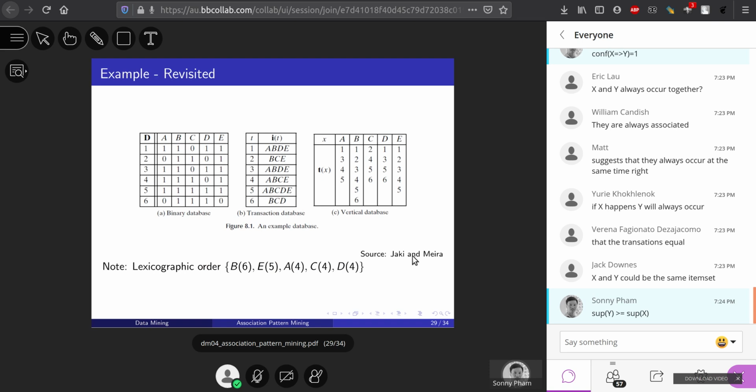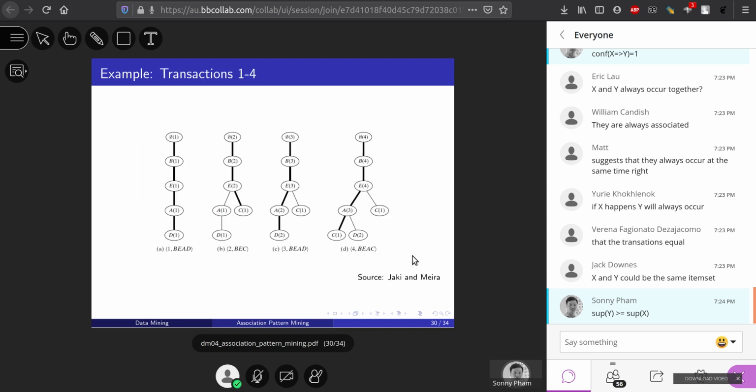Reorder the items depending on which items appear most frequently. For example, the original order is A, B, C, D, E, but because B appears the most, 6 times, we would write B first instead of A, B, D, E, we would write B, E, I, D. And that's why you can see here B, E, I, D. That's in the first transaction.